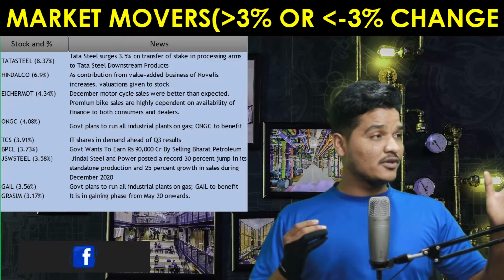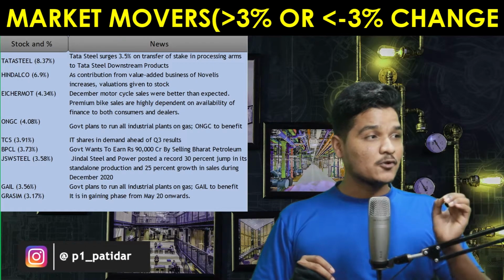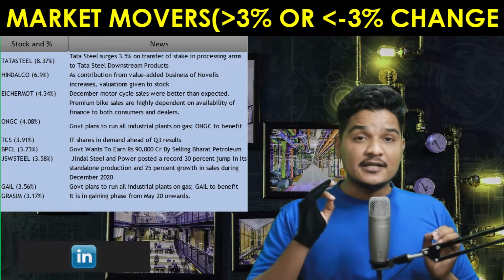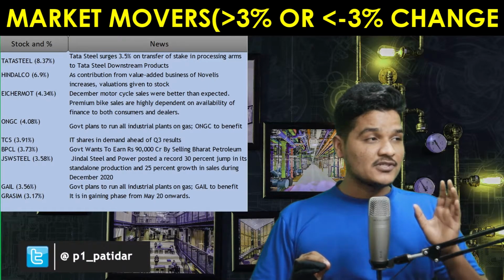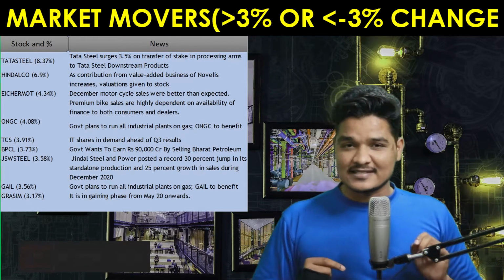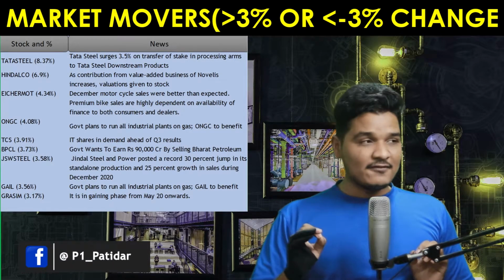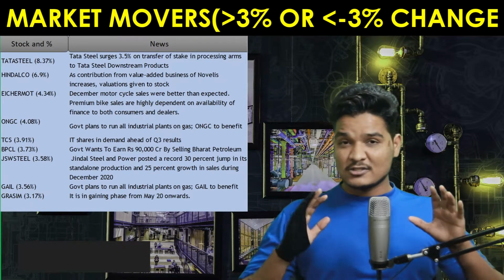JSW still gained 3.58%. Jindal Steel and Power posted a record 30% jump in its standalone production and 25% growth in sales during December 2020. So it is good news for Jindal Steel. Grasim is in a gaining phase, and if you see May 20 onwards, it is continuously gaining. So these stocks moved the market.